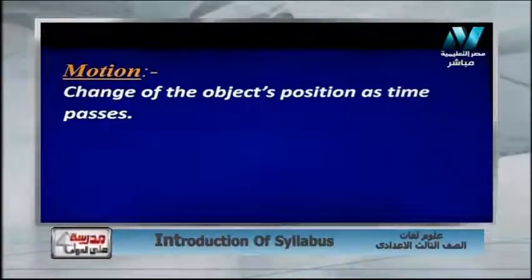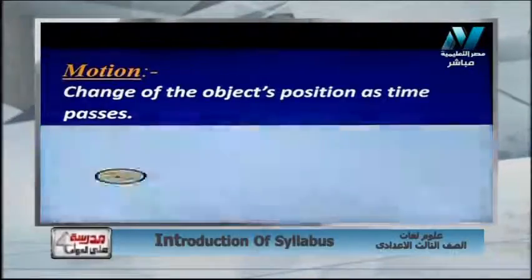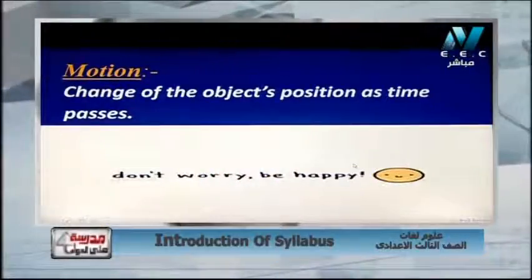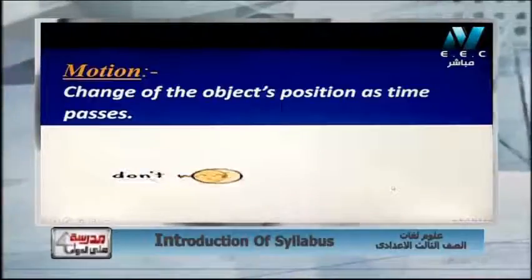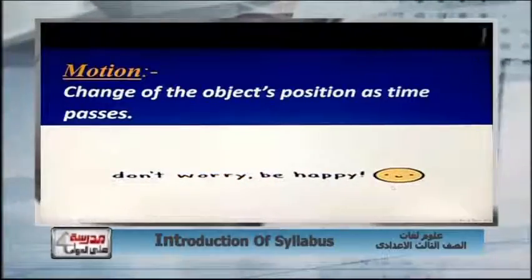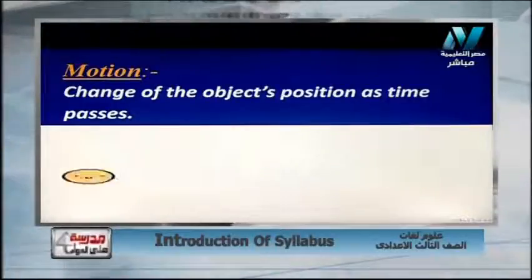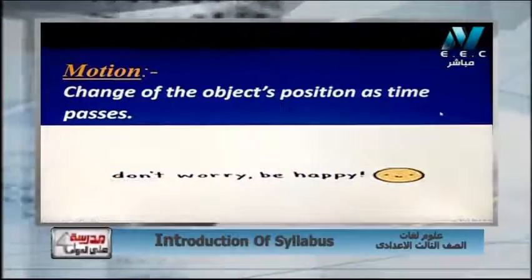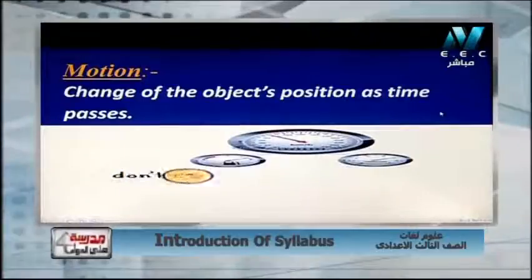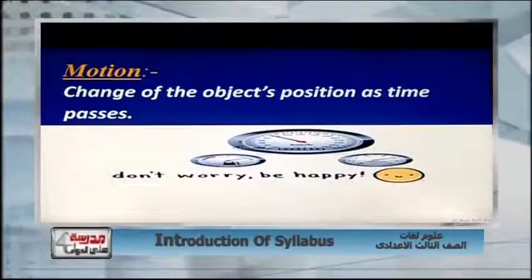So here we have, as we see, an object that moved, as this ball moved, meaning it changes its position as time passes, بمرور الوقت. That's motion. And of course here there is a timer.